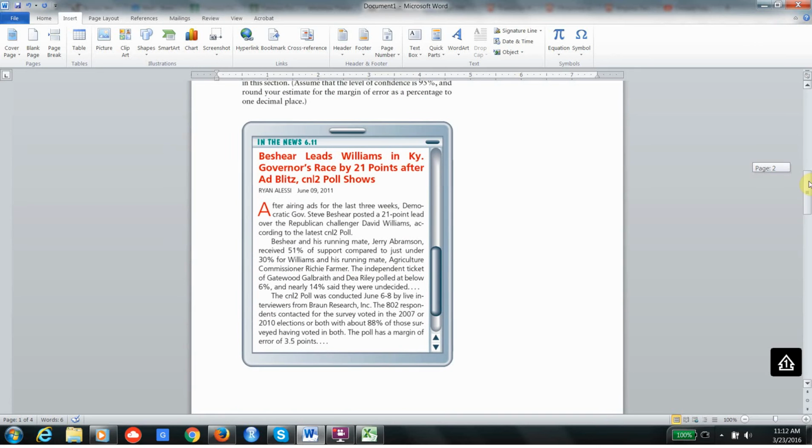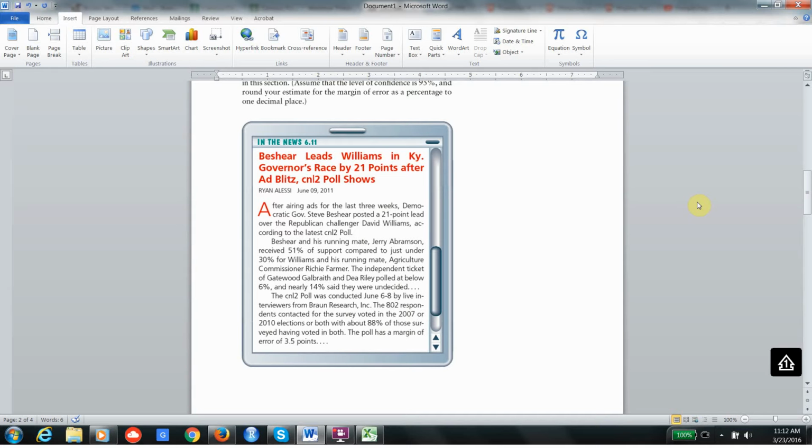Okay, so it says here, I don't know if this is a real story or not. I suppose it is. But this is the sort of thing that happens in real life, okay? So it says, after airing ads for the last 3 weeks, Democratic Governor Steve Beshear, he's a real person, posted a 21-point lead over Republican challenger David Williams, according to the last CNL2 poll. Beshear and his running mate, Jerry Abrahamson, received 51% of support compared to just under 30% for Williams and his running mate, Agricultural Commissioner Richie Farmer.